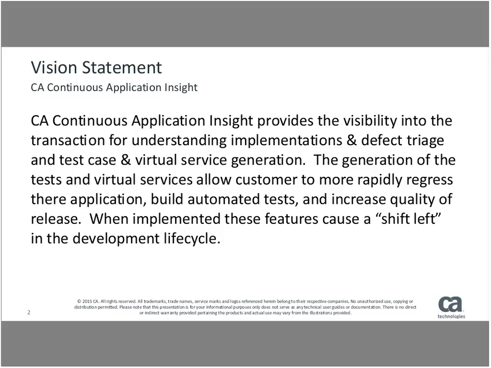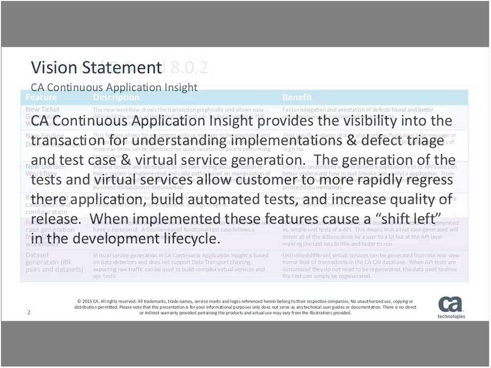CA Continuous Application Insight provides visibility into the transactions for understanding implementations and defect triage and testing and virtual service generation. The generation of these tests and virtual services allow customers to more rapidly regress their applications, build automated tests, increase the quality of the release, and implement these features as a shift left in the development lifecycle. So I thought that was kind of interesting just to put out there so people kind of remember how we're supporting the application lifecycle.